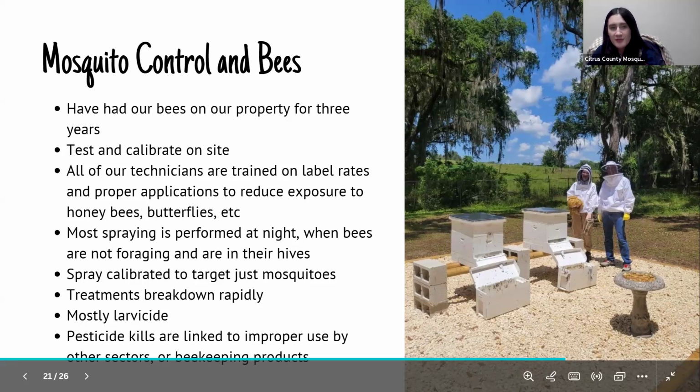Beekeepers too, if you have bees, you can call us and let us know, and we can actually put that in our system at your address. That way, when we go out, we can be aware that there are hives in the area, determine how best to approach that situation, and be mindful of them when we're out there. Our spray, the size of the droplets, is very specifically calibrated just to target mosquitoes. If it comes into contact with a larger insect, it'll take a lot more of the product to kill it than it would a mosquito.